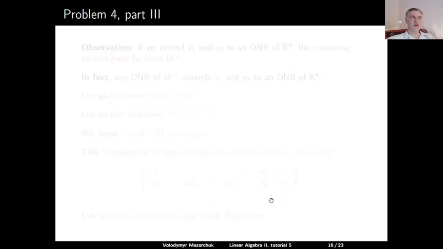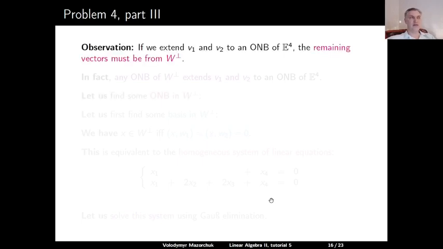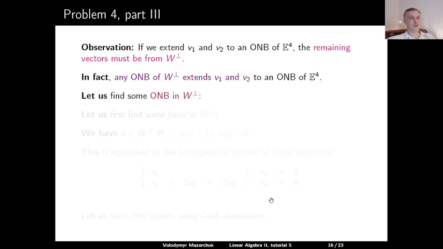Now for the second part, we need to extend this basis to an orthonormal basis in E4. Since we want the extension to be orthonormal, the basis elements which we add must be from the orthogonal complement to W. And at the same time, any orthonormal basis in this orthogonal complement extends V1 and V2 to an orthonormal basis in E4. So let's find an ONB in the orthogonal complement to W. For this, let us first find some basis in this orthogonal complement.